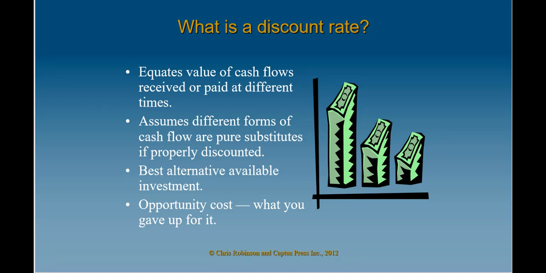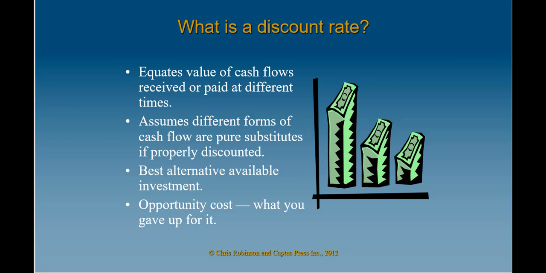So a discount rate equates the value of cash flows received or paid at different times. Discount rate also assumes different forms of cash flow are pure substitutes if properly discounted. This next point is an important one. The discount rate is the best alternative available investment, and the opportunity cost finally is what you gave up for it.